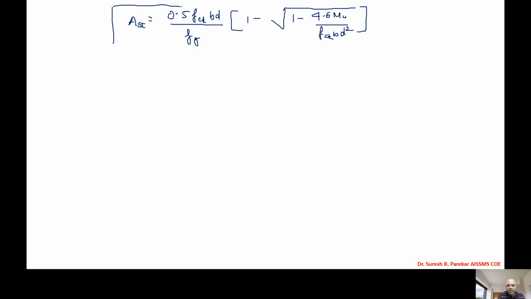So this Ast formula we have to use in beams, in slabs. So everywhere we have to go with this formula of Ast.